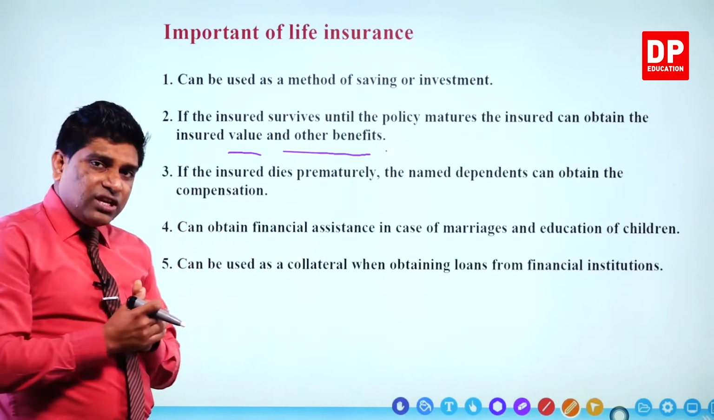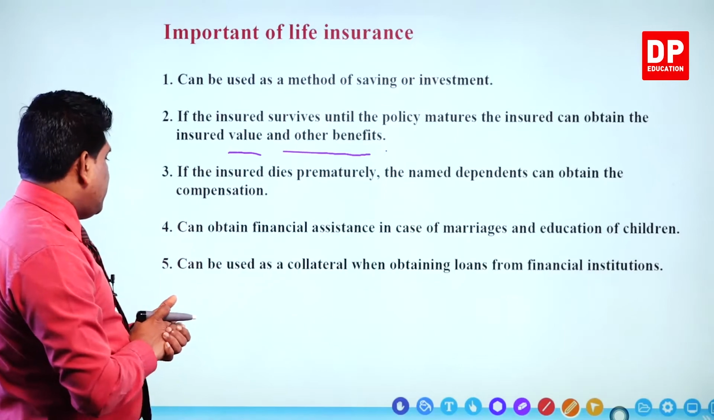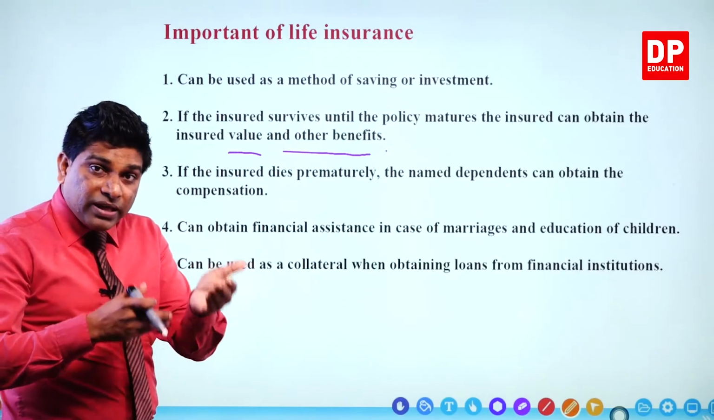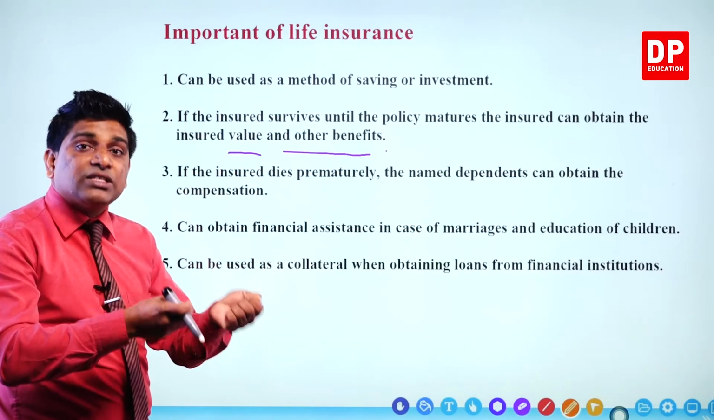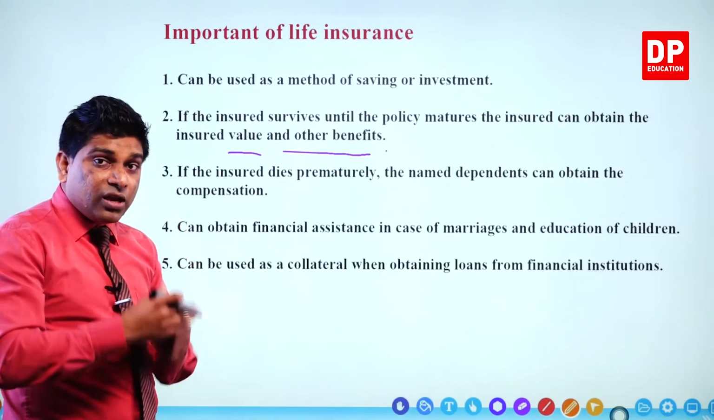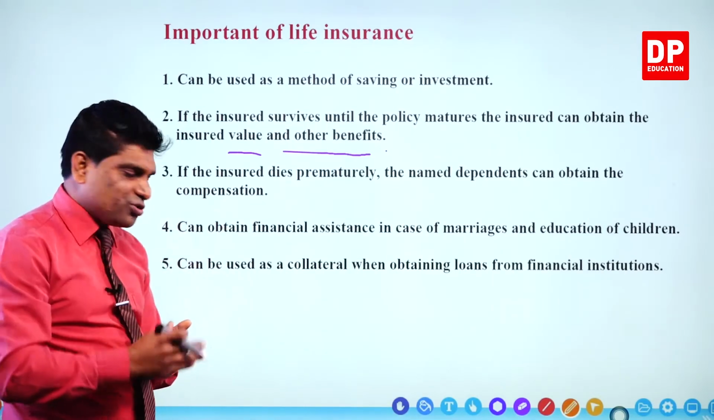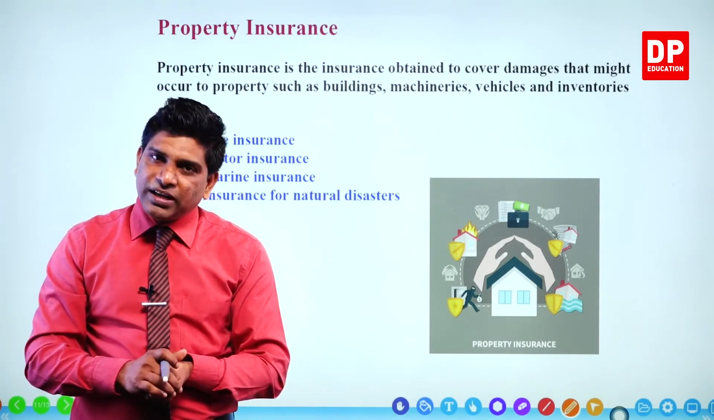Can obtain financial assistance in education of children and marriage. Then can be used as collateral when you apply for a bank loan. You can submit your life insurance policy as a collateral, right? These are the advantages of importance of having life insurance. Now, the other concept is property insurance. Now, we have finished life insurance. Under the life insurance, we discussed importance of life insurance also. Now, property insurance.